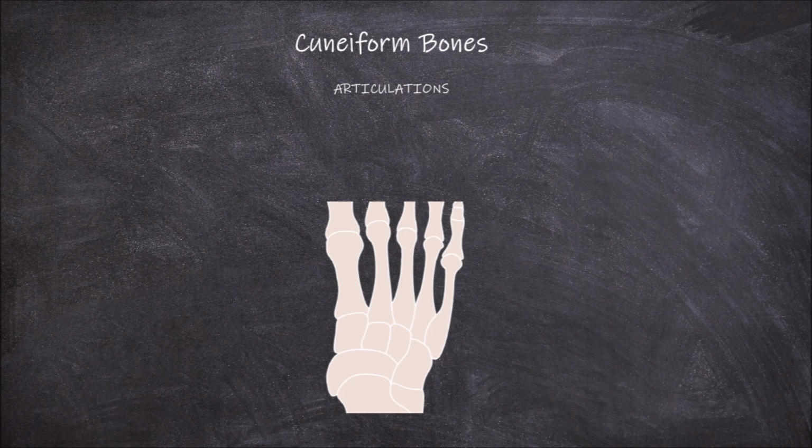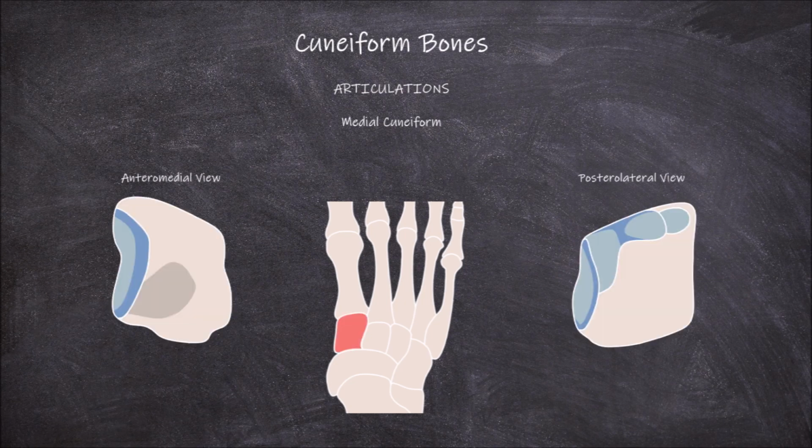Let's start with the medial cuneiform bone. This bone articulates with 4 other bones. The first of these articulations is with the first metatarsal bone.